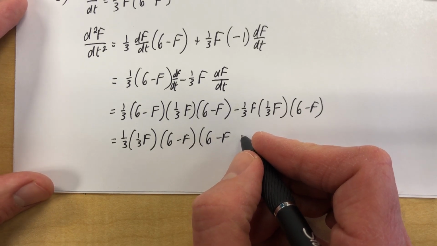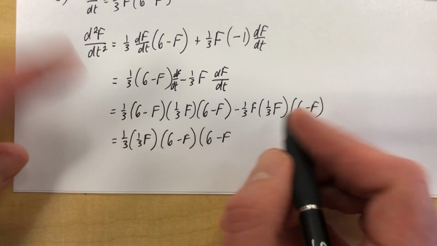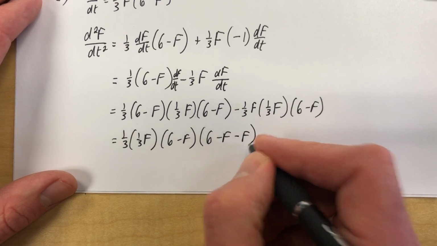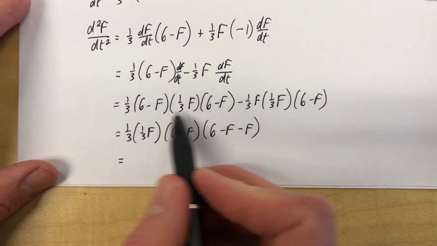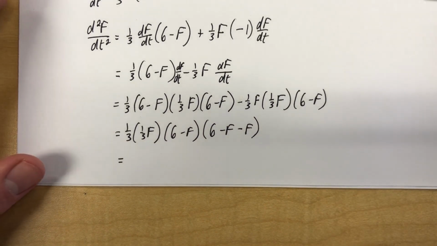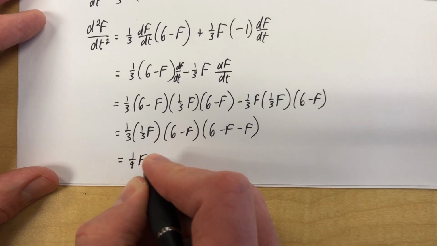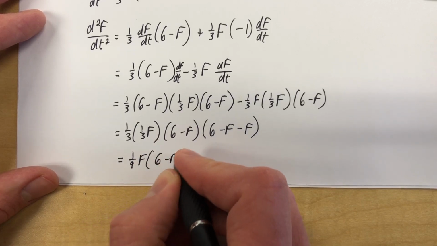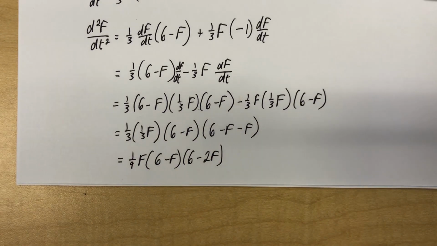Something about this feels very wrong. It does have something left: 1/3 F. Oh, it has another F. There we go. You could probably leave it this way, for real. I'm going to clean it up a little bit because this is sort of gross. 1/9 F, and then 6 minus F, and 6 minus 2F. That's it. Okay, it's a little bit gross, but it worked. So we also have another thing to do.